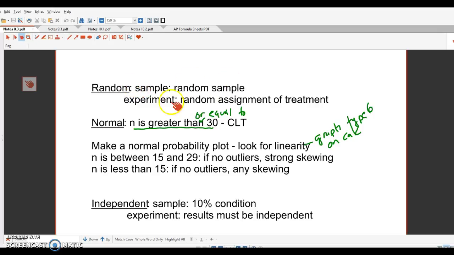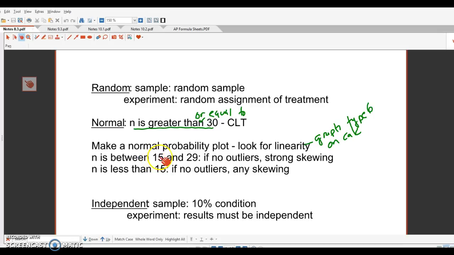You need to have either a random sample or a randomized experiment. For the normal condition, you need to have a sample size of at least 30, so greater than or equal to 30, and that gives you that the shape of the distribution is approximately normal by the central limit theorem. If you don't have a sample of at least 30, you're going to make a normal probability plot. That is the sixth type of graph on your calculator. So you put your numbers into L1 and then hit stat plot and change it to the sixth graph, and you're looking for a graph that's approximately linear.